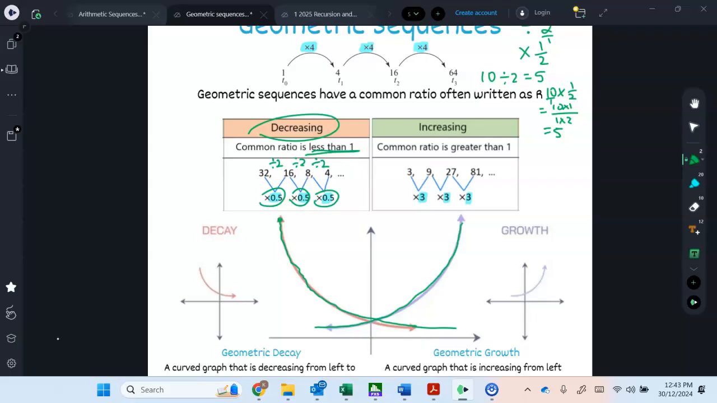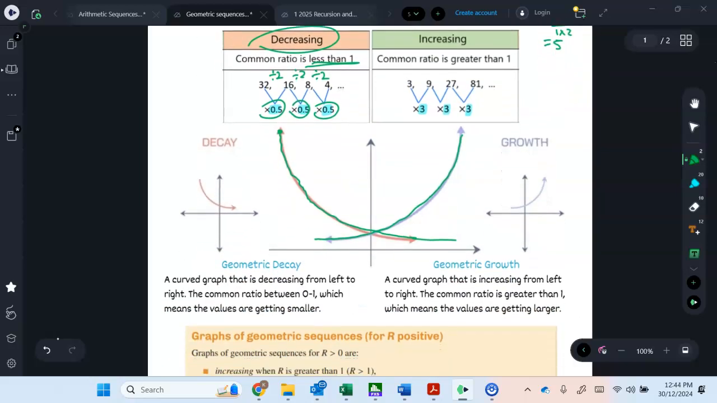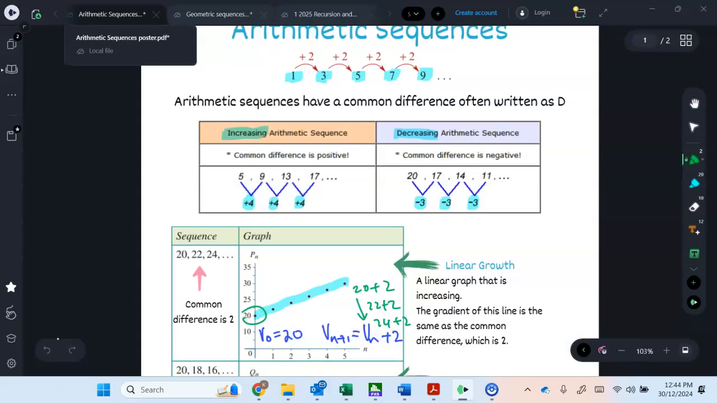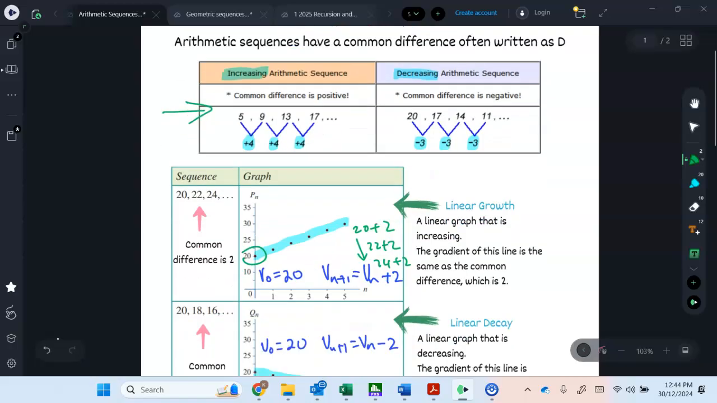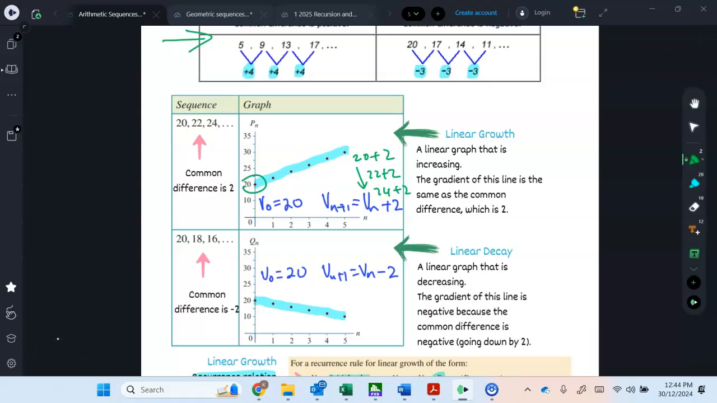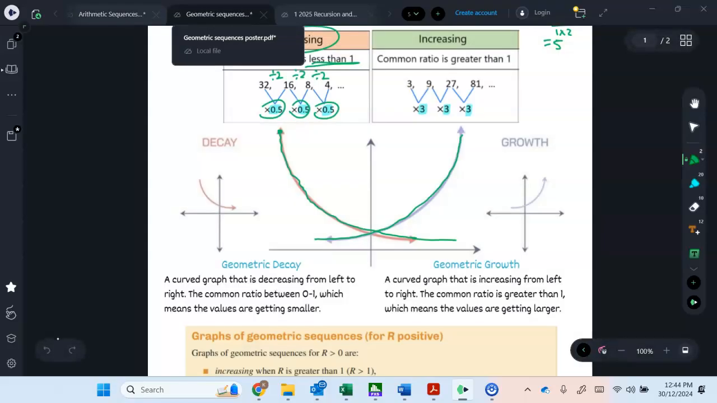Even in 20 years' time, I could sell it for parts. It's still going to be worth something. It's not going to actually approach zero. So there's an example of geometric decay. And there's your graphs, what each one of them looks like. That's why it's a good idea to have the arithmetic and geometric next to each other, so you can compare what the sequences look like and what the graphs look like. And then down at the bottom, we've got the recurrence relation and the rules, which are also different.